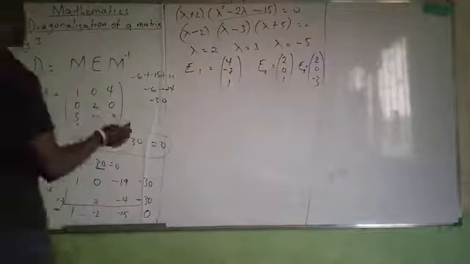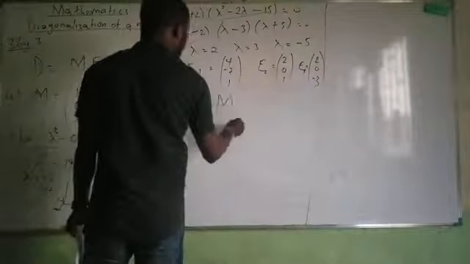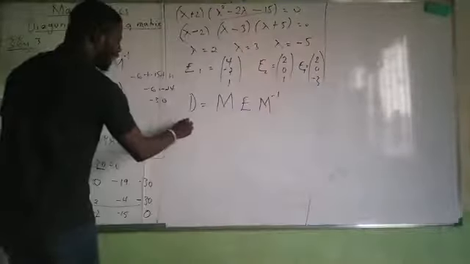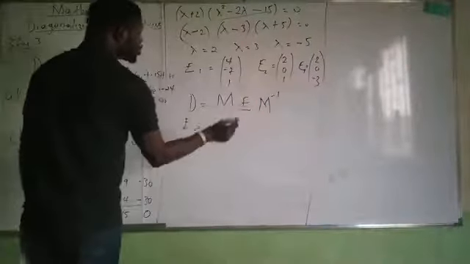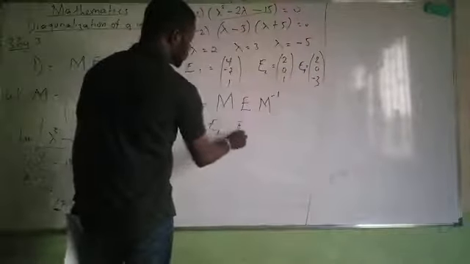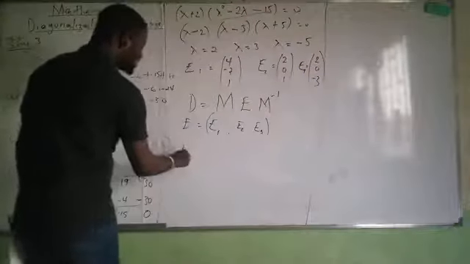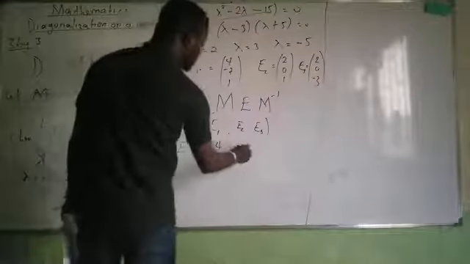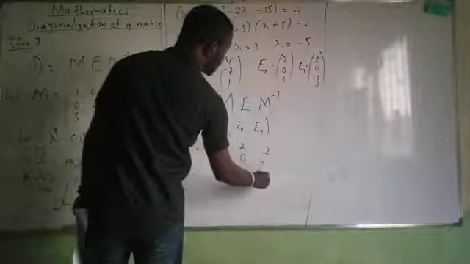Now, the next thing I need to do is that my diagonalization is to be equal to my e, which is my eigen matrix, and my inverse. Don't forget, the only thing that you need to know now is that e means e1, e2, and e3. That will give you your e. It means indirectly, I'll be having 4, minus 7, 1, and 2, 0, 1, and 2, 0, minus 3.